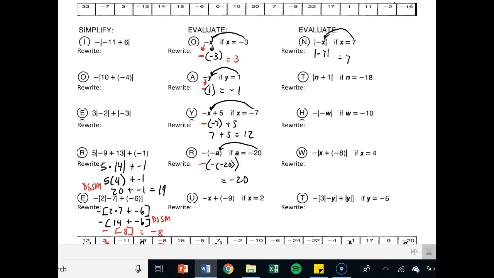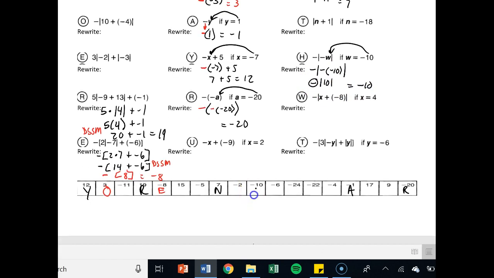And let's jump maybe to a harder one. What is the opposite of w if w is a negative 10? So the opposite of a negative 10. So here's negative 10. The opposite of that is 10. So then what is the opposite of the absolute value of 10? The absolute value of 10 is 10. So what is the opposite of that? Negative 10. Whew! A lot to keep track of, but you can do it.